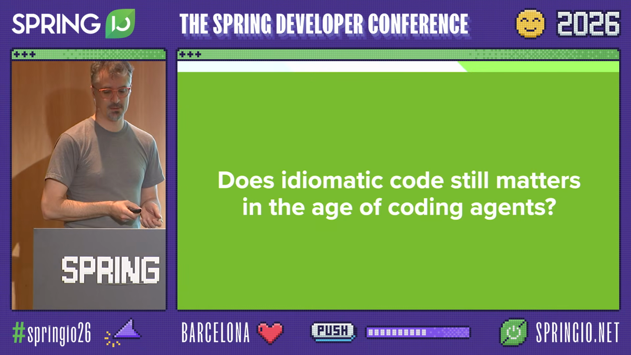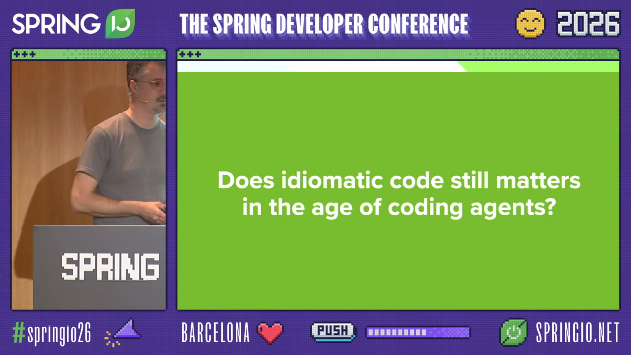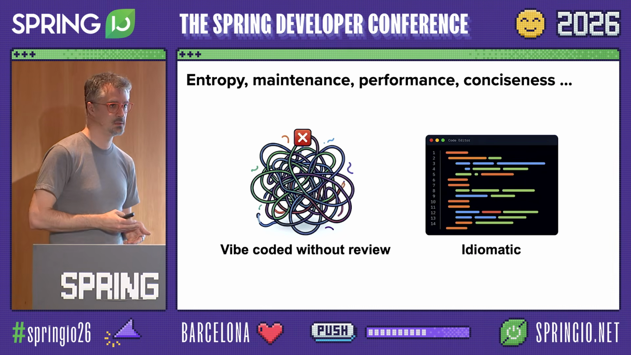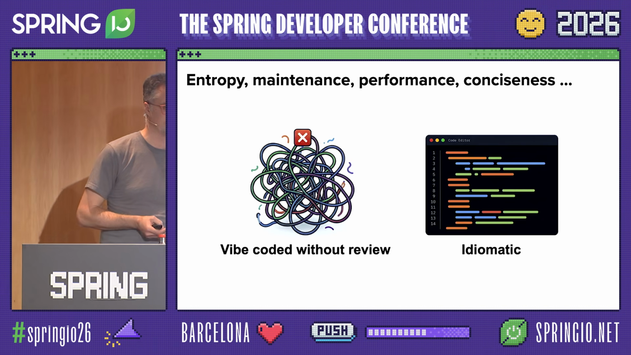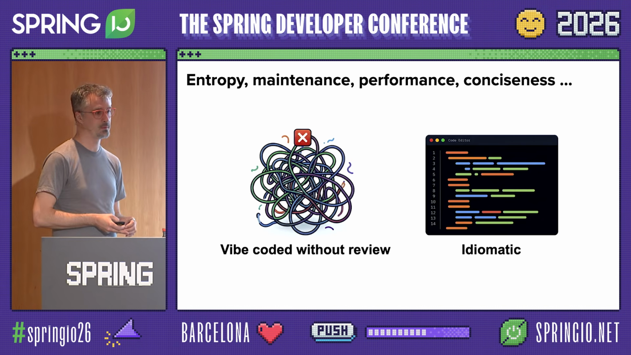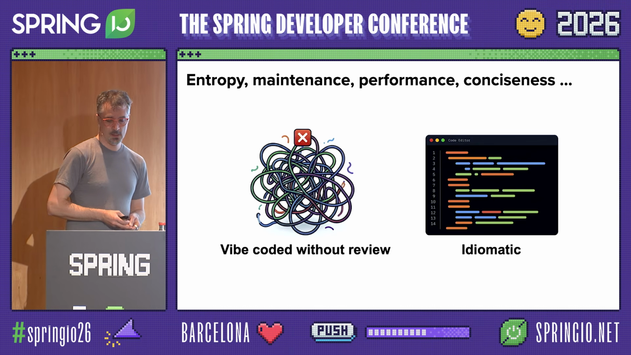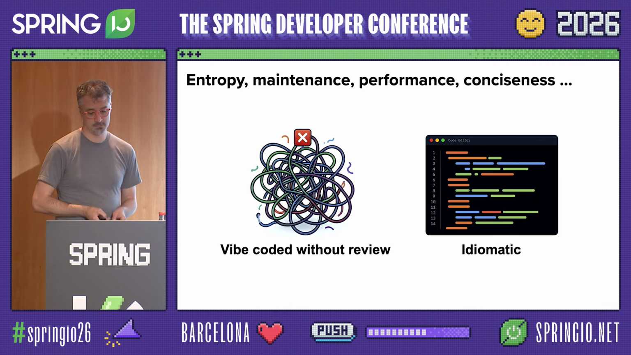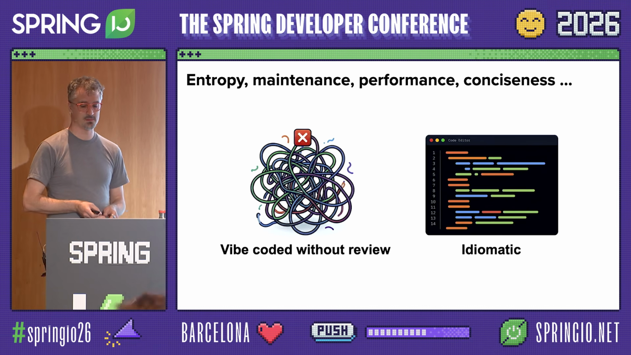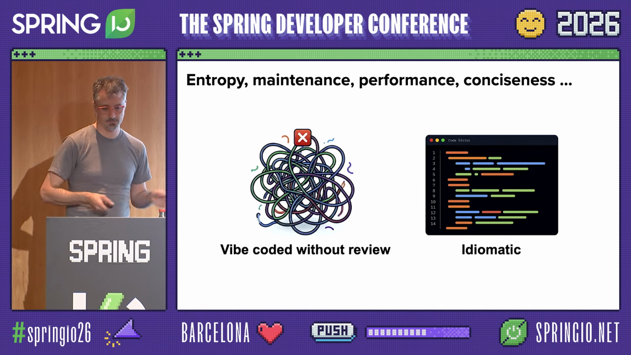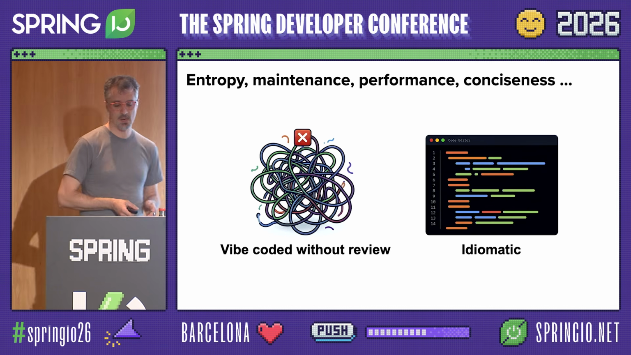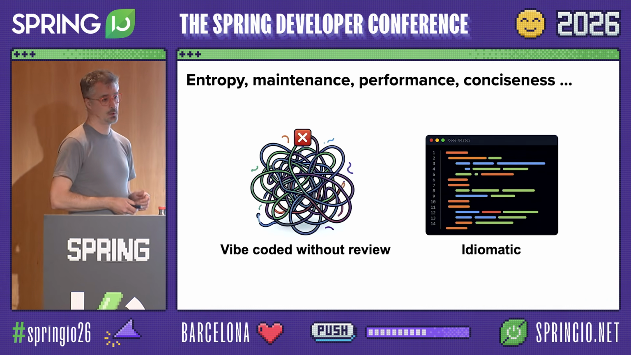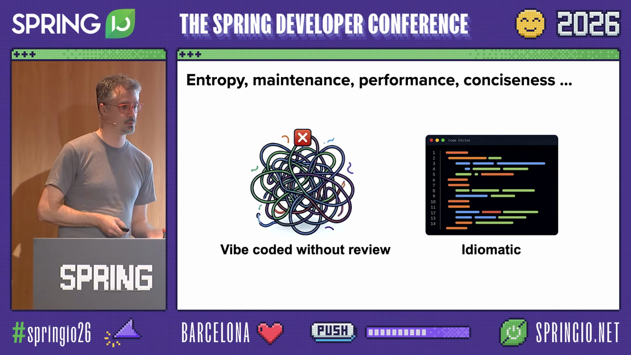Does idiomatic code still matter in the age of coding agents? I guess there are various opinions about that. Mine is that if you are building a prototype that you will throw away 2 weeks after, you probably don't care. If you have to live with your project, maintain it, and deal with increasing entropy, etc., you likely want to, for sure, use a coding agent, but review your code, take ownership of what you deliver.